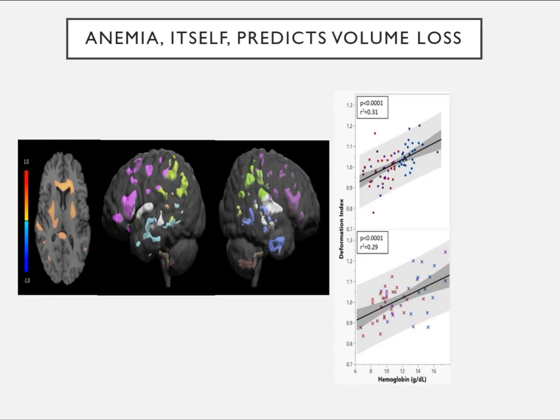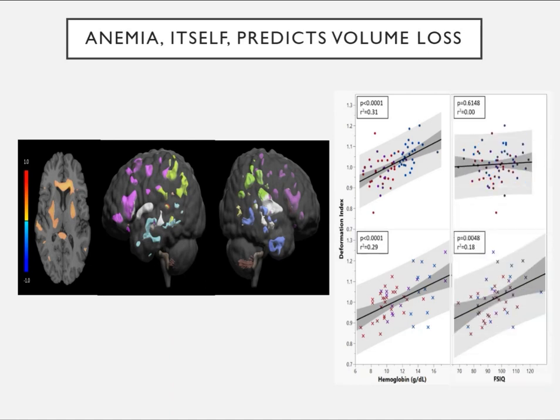But what was interesting to us was then we looked at full-scale IQ as a function of this deformation matrix. What we saw is that there was a linear relationship in males. So the males that had shrinkage had much lower full-scale IQ. The females didn't. So there's something protective about being a woman that disrupts this relationship between IQ and white matter shrinkage.